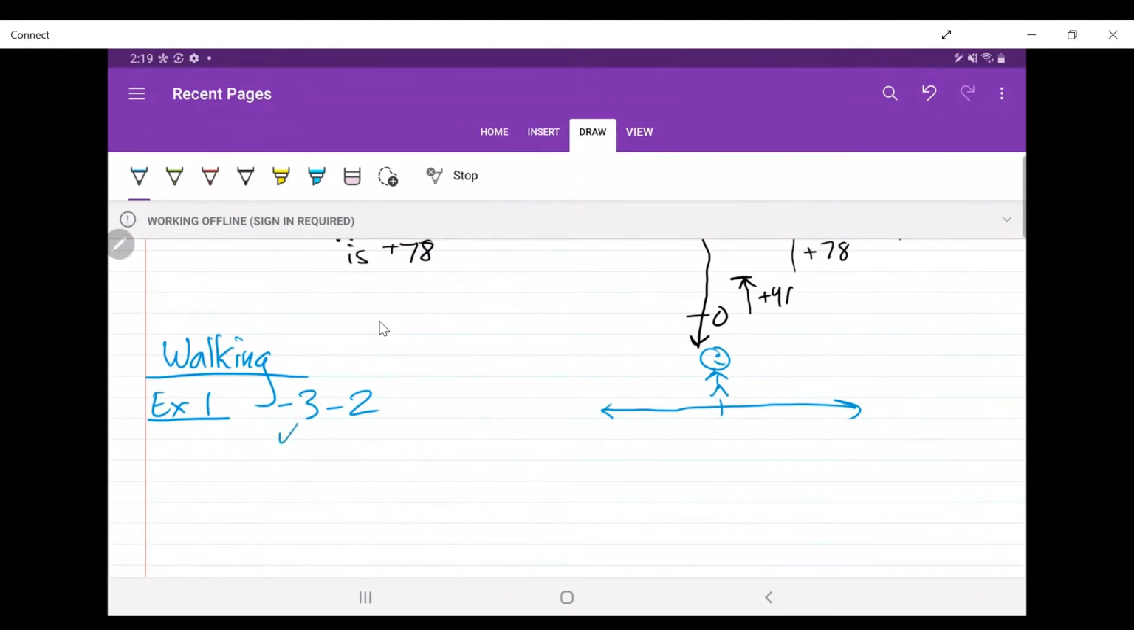This first -3 means they're walking 3 steps backwards, because negative means going back. And then this minus can be interpreted as turning around. And then lastly, this 2, this positive 2, means you walk 2 steps forward.